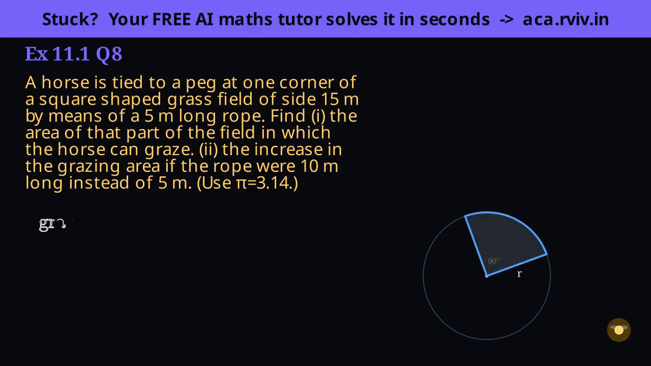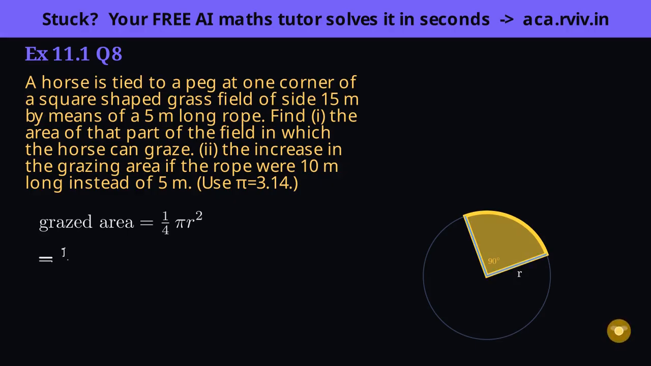The rope, held taut, is a radius sweeping around the peg. But the horse is blocked by the two fences meeting at the corner, and a square's corner is a right angle, so it can only swing through 90 degrees. That's a quarter circle, and its radius is the rope's length. So the grazed area is 1/4 of pi r squared.